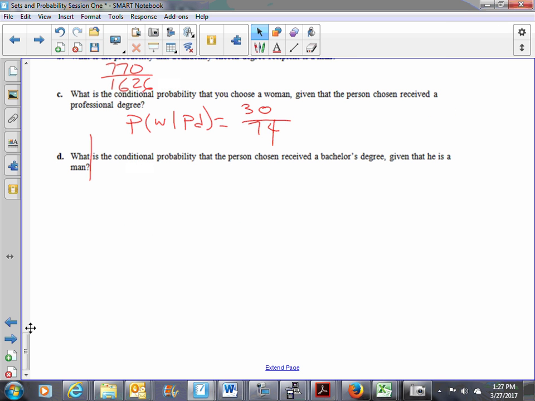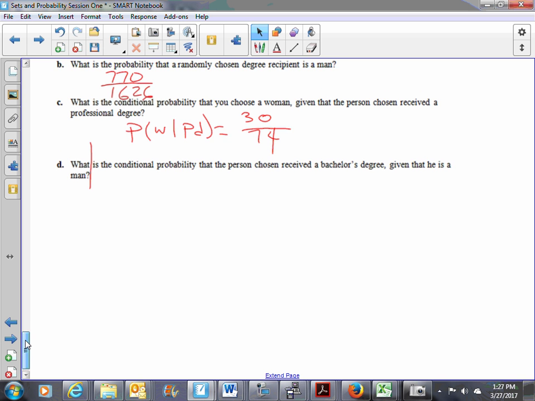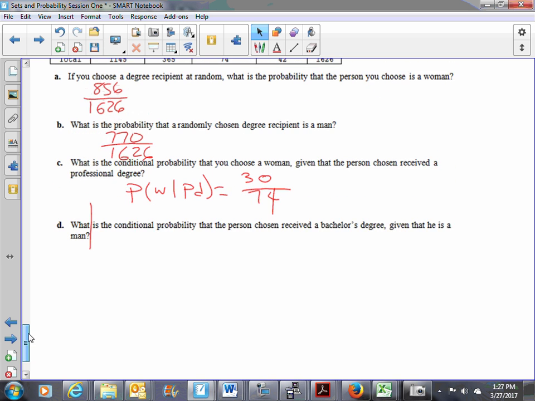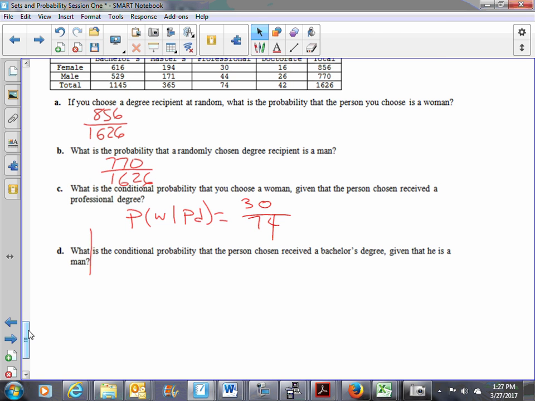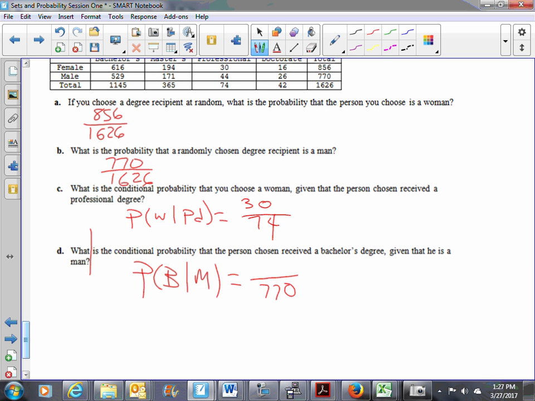What is the conditional probability that a person chosen receives a bachelor's degree given that he's a man? So probability of bachelor's given man. Okay, the person receives a bachelor's degree given that the person is a man. The number of men is 770. That's what goes on the bottom. And man intersect bachelor's degree is 529. So 529 would go on the top.